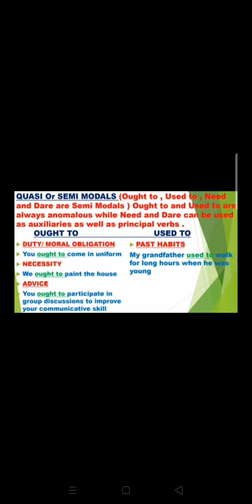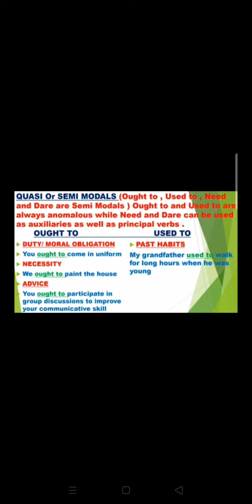Next one is quasi or semi modals. Ought to, used to, need, and dare are semi modals. Ought to and used to are always anomalous, while need and dare can be used as auxiliaries as well as principal verbs. Ought to is used to express duty or moral obligation, necessity, advice. For example, you ought to come in uniform. We ought to paint the house. You ought to participate in group discussions to improve your communication skill.